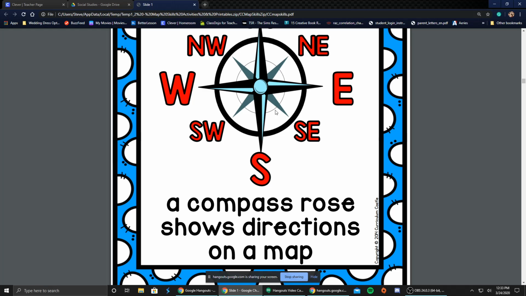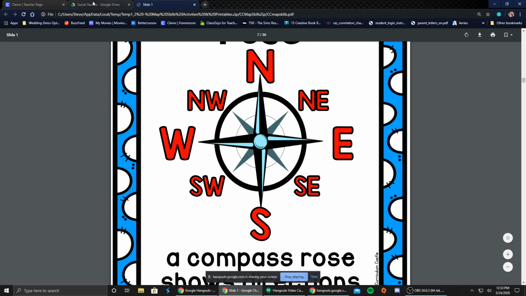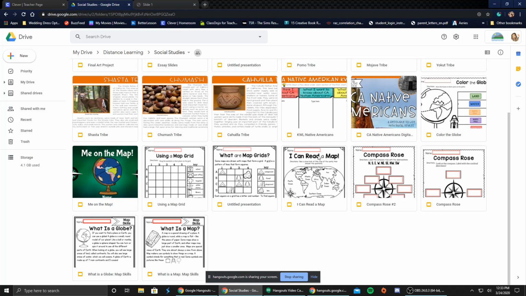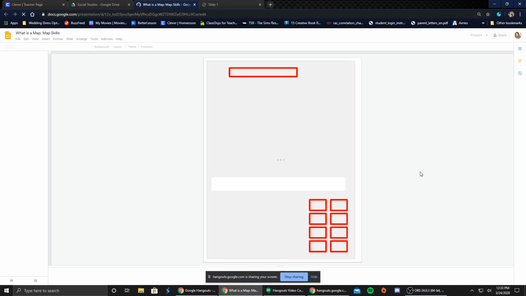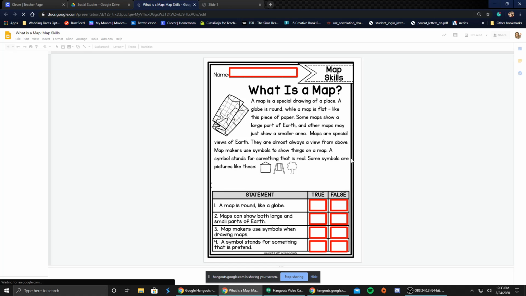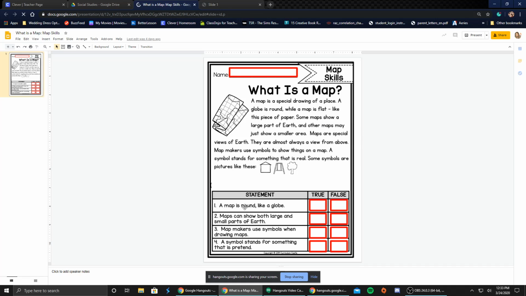Okay, so let me show you what it is that you're actually going to be doing today. Again, it looks like it's a lot, but I promise you it's not. So you're going to have like 4 assignments, but they're all pretty simple. The red boxes is where you're going to be typing in, and they're true or false questions. So this one, you can read this if you need to, but it asks you, is a map round like a globe? And I want you to think if it's true or false. So let's do that one together.